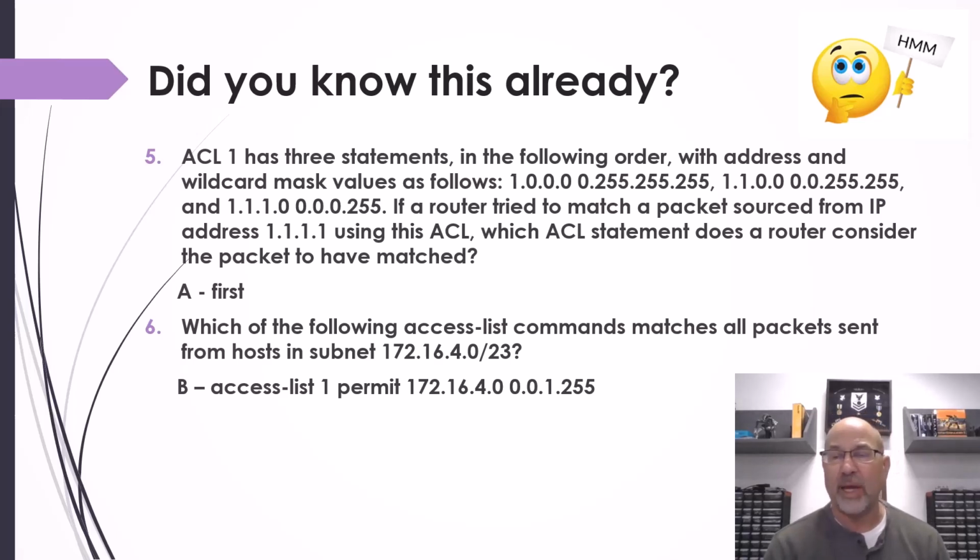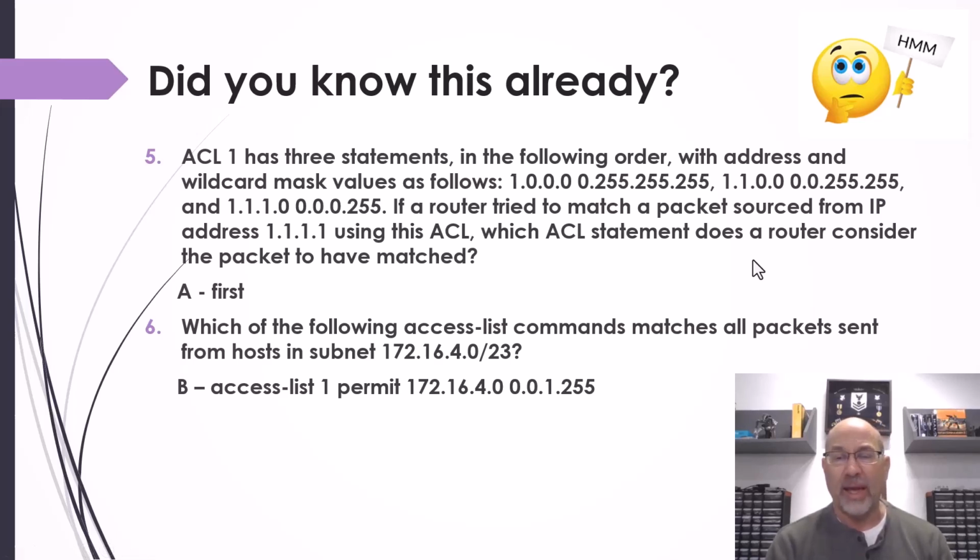Question number 5, ACL 1 has 3 statements in the following order. If a router tried to match a packet sourced from an IP address 1.1.1.1 using this ACL, which ACL statement does a router consider the packet to have matched? Well, we know the first match criteria. So if the logic says I match that first rule, then I'm going to take it. This rule right here, 1.0.0.0 0.255.255.255, matches everything from the one net. So the answer is A, the first one.